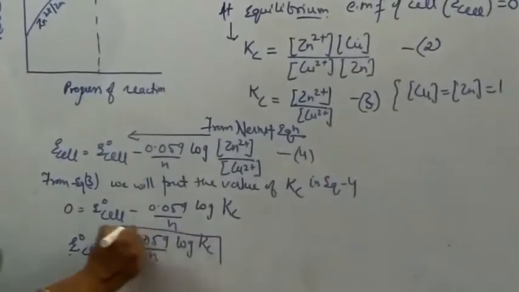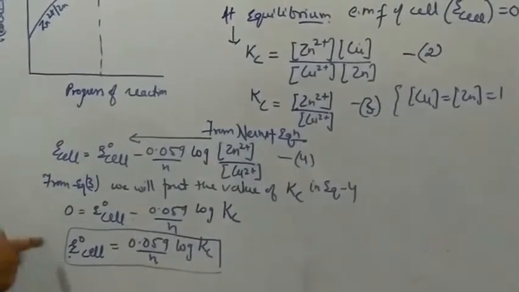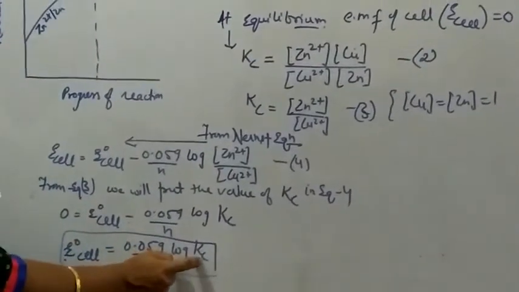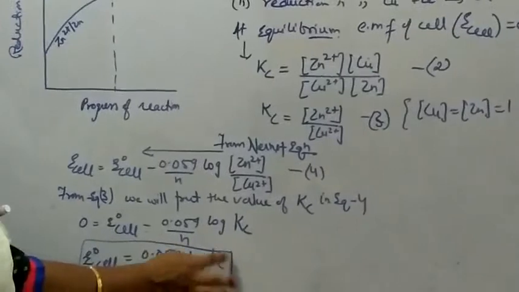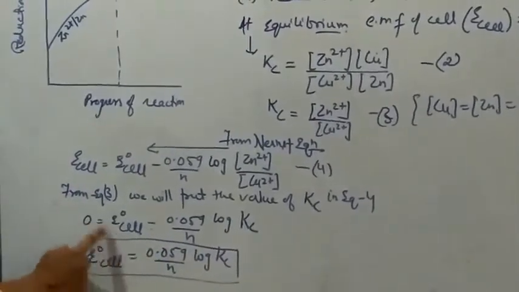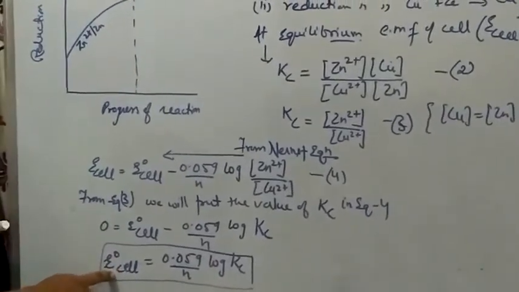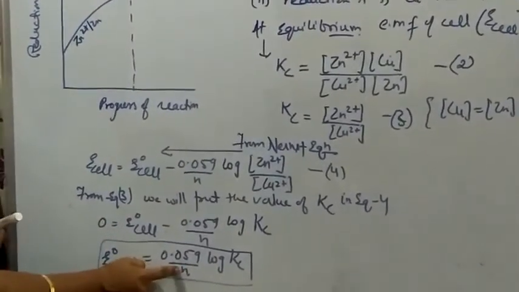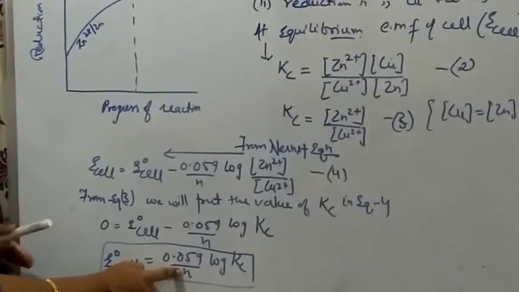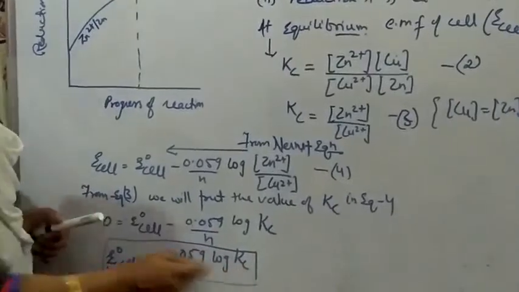Now this is the relation between the standard EMF of the cell and log Kc, the equilibrium constant. By knowing the standard electrode potential, we will find out the standard EMF of the cell. And by knowing the number of electrons which have been used for oxidation reduction, we can easily find out the Kc value.